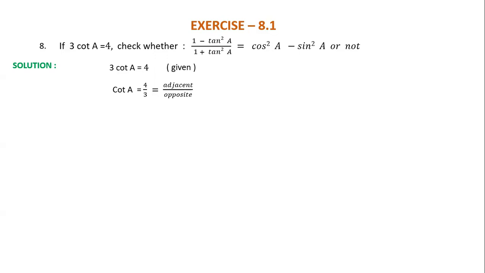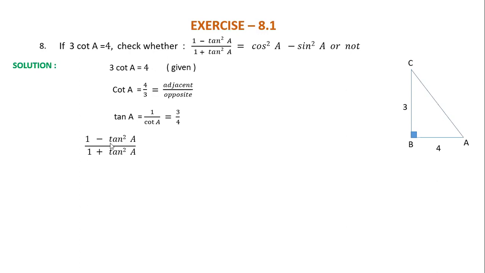That is adjacent upon opposite. So your figure will be like this. And what is tan A? Tan is 1 upon cot. It is the reciprocal of cot. Cot is the reciprocal of tan. Therefore, it will become 3 upon 4.